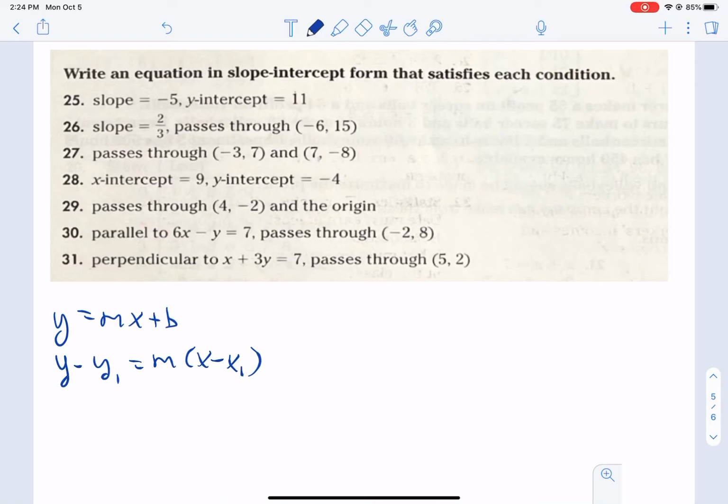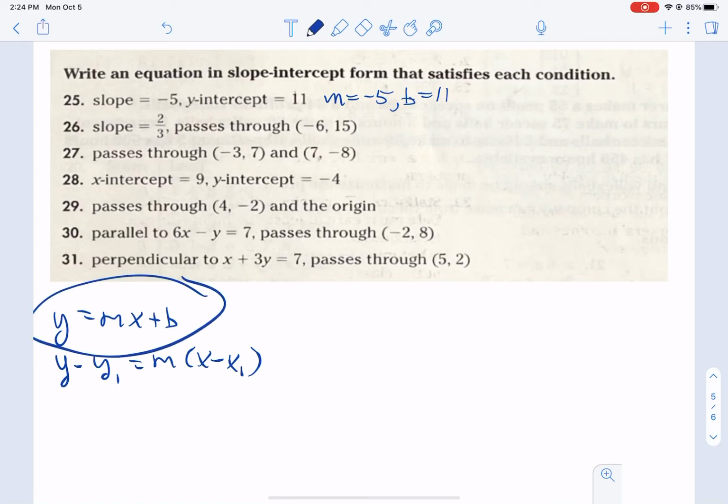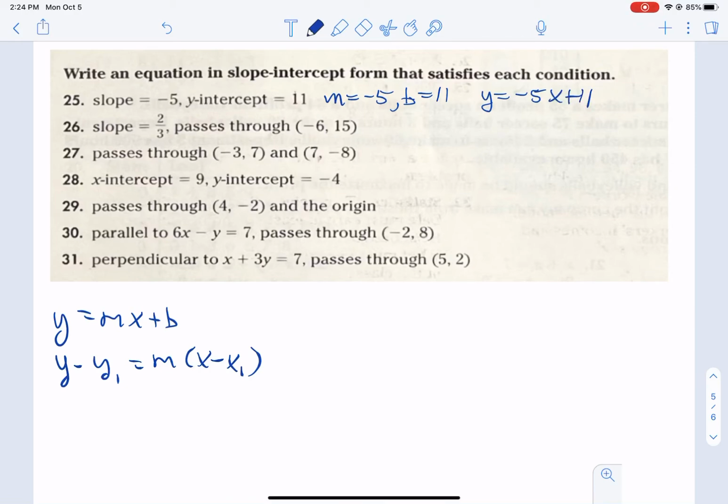Now, problem 25 is very nice. They said that the m was negative 5 and the b was 11. So you just plop them into this. And so it's going to be y equals negative 5x plus 11. Bam, you're done. Perfect. Now, 26 is a perfect example of using this formula because they give you a point, a slope, and a point.